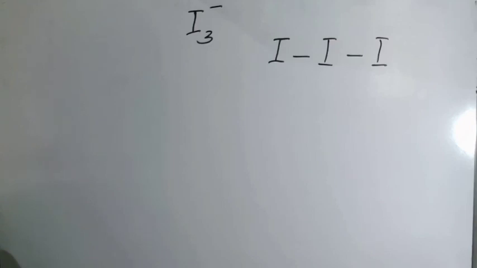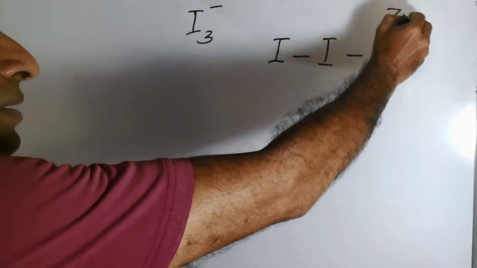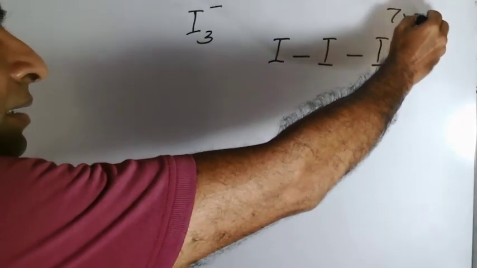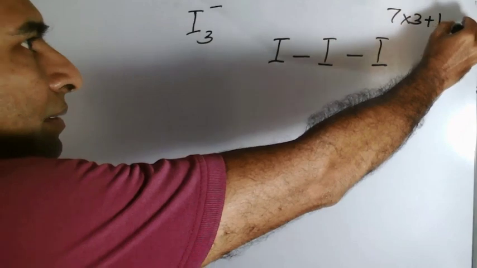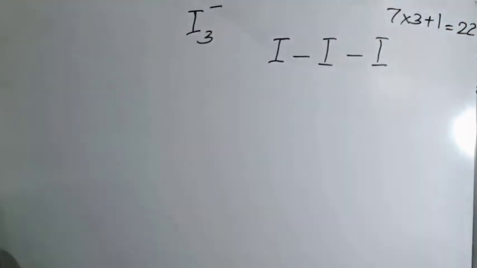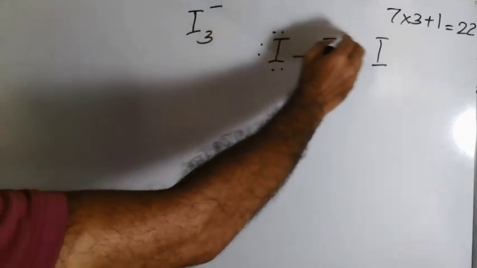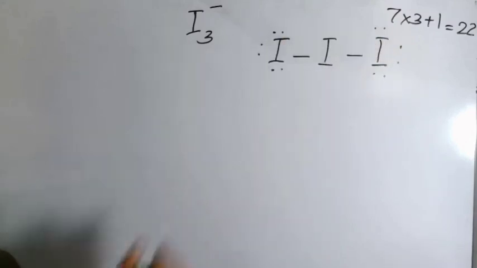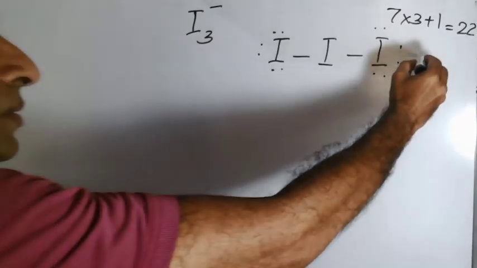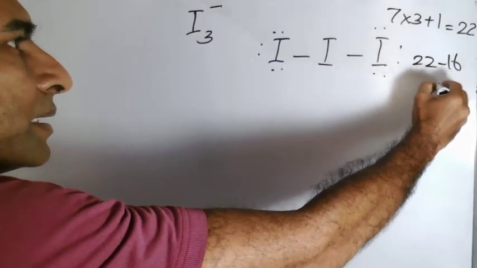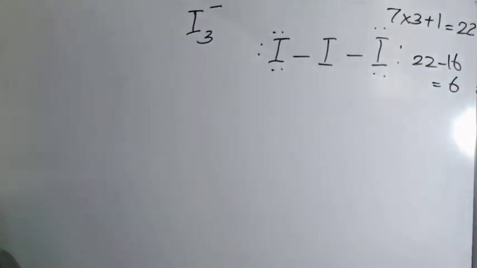So there are 3 iodine atoms. So 7 into 3 is 21, plus the negative charge is equal to 22. So there are 22 electrons available. Let us first complete the octet of the outer 2 iodine atoms. Then we have used 16 electrons. So 22 minus 16 means 6 electrons are available.